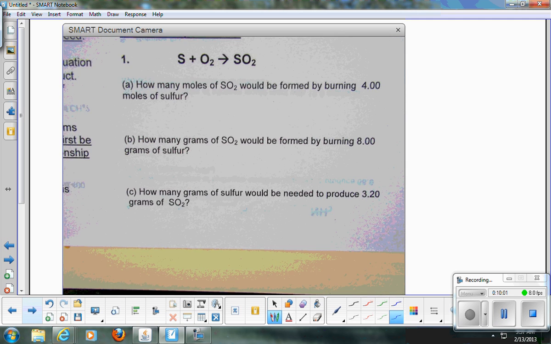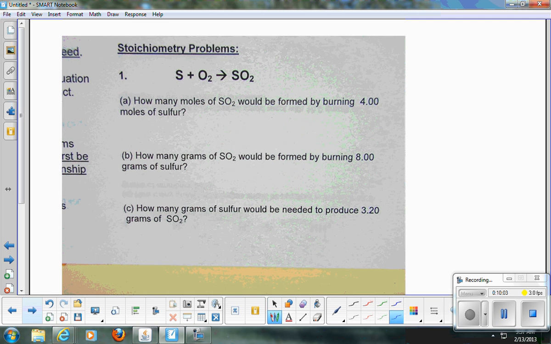We're doing this set of problems right here. Okay, guys, pay attention. Come on, this is free points. This is the last one I'm going to do with you, and then I'm going to turn you loose to work on your own. So, first thing we need to do is make sure we have a balanced equation, do we?